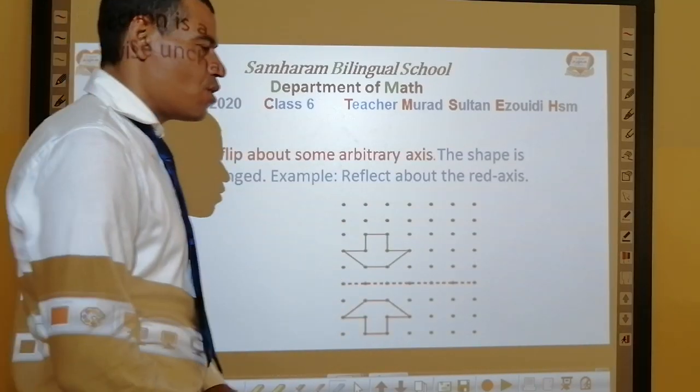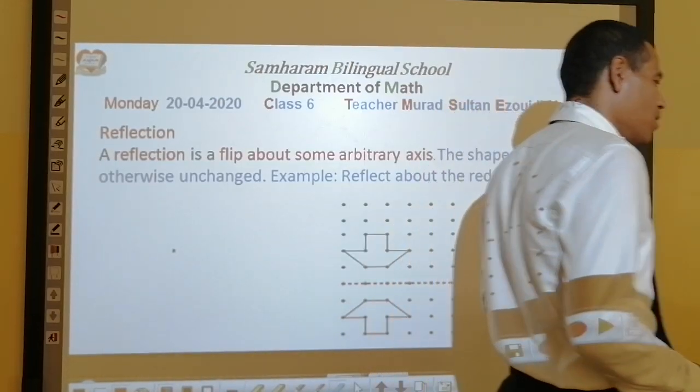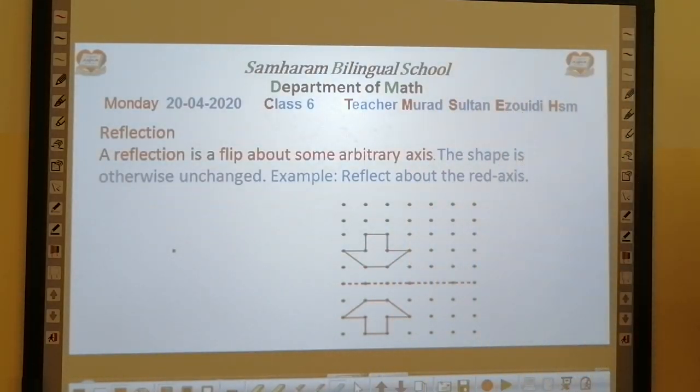Okay, now we move to reflection. What is the meaning of reflection? It's a transformation, okay, but what is it in fact? So we can see that a reflection is a flip about some arbitrary axis. The shape is otherwise unchanged. Example: reflect about the red axis.